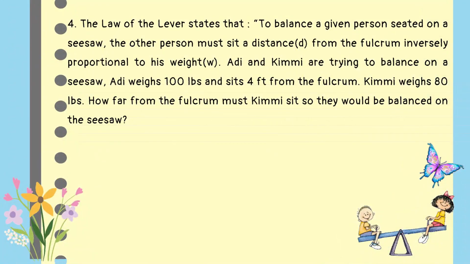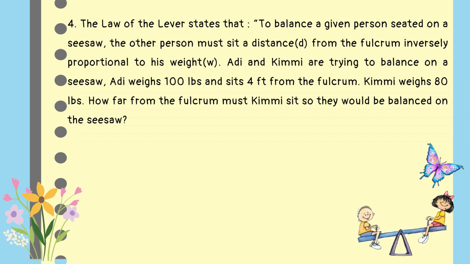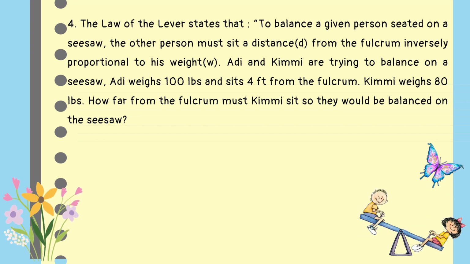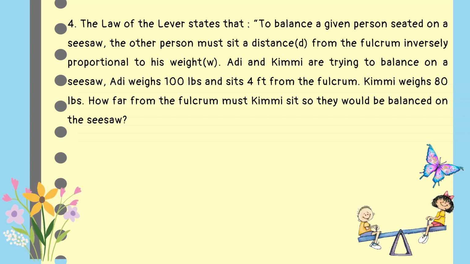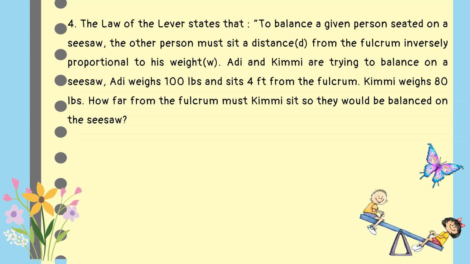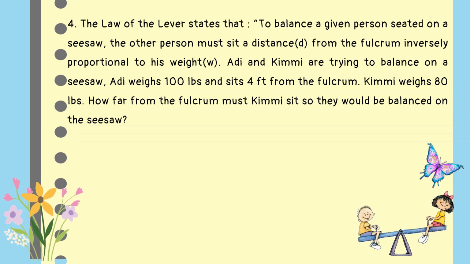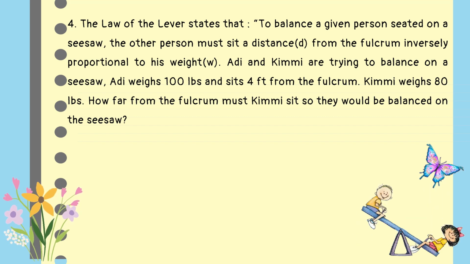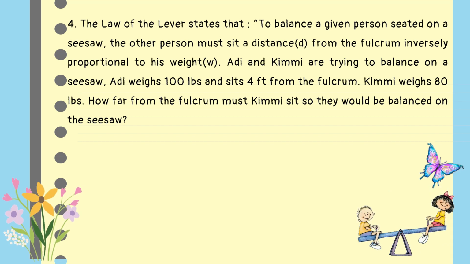Next, number 4. The law of the lever states that to balance a given person seated on a seesaw, the other person must sit a distance d from the fulcrum inversely proportional to his weight, W. Adi and Kimi are trying to balance on a seesaw, and Adi weighs 100 pounds and sits 4 feet from the fulcrum. Kimi weighs 80 pounds. How far from the fulcrum must Kimi sit so they would be balanced on the seesaw?